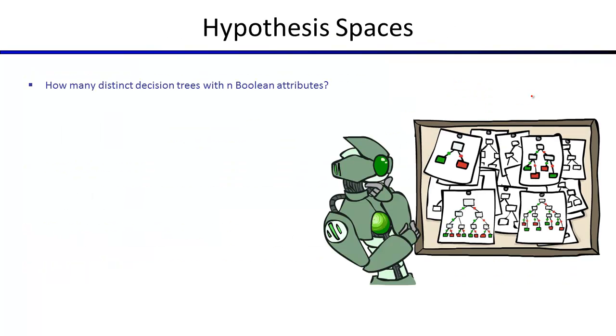So how many different functions can we represent with a decision tree? Let's say we have n Boolean attributes. So each of the n attributes can take on two values.